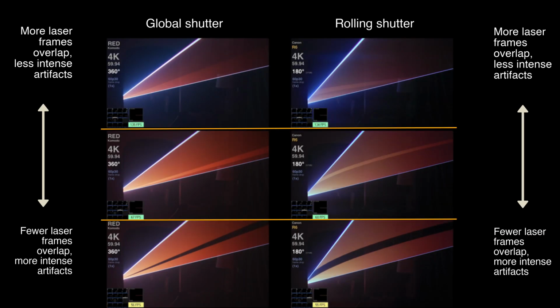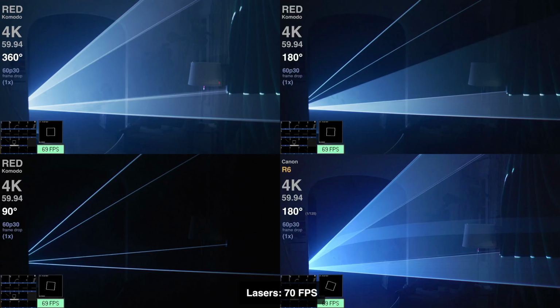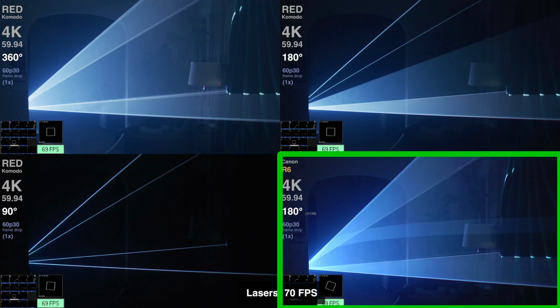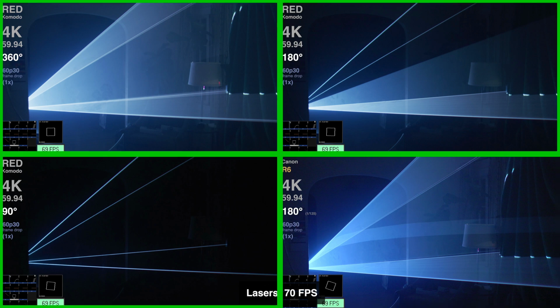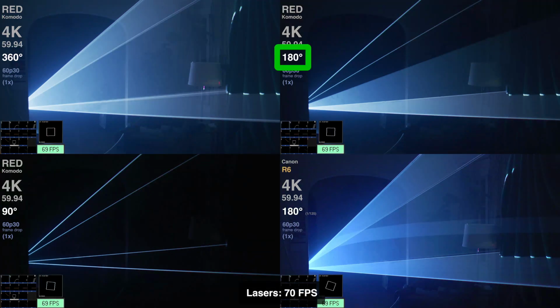Let's look at the rest of the new test footage. To orient yourself with my split screen, the lower right will always have the Canon R6 with its rolling shutter, which is kind of like the existing RED cameras we use. The other three quadrants will always have the RED Komodo, the global shutter footage. And we'll be showing it with 360, 180, and 90-degree shutter angle for comparison.